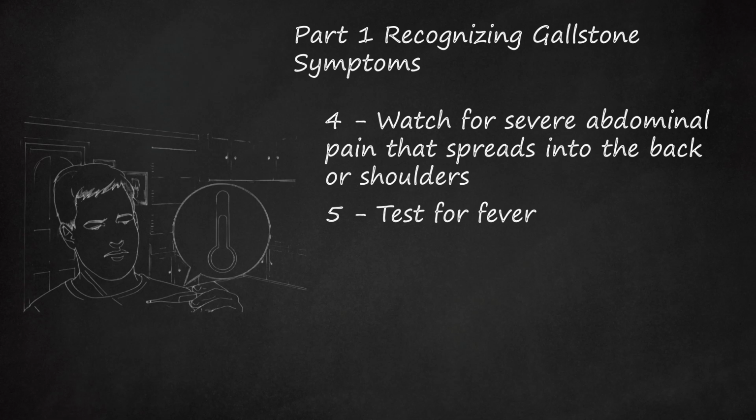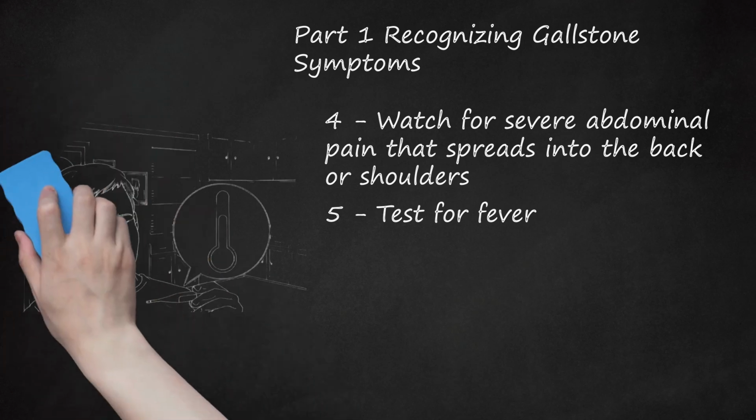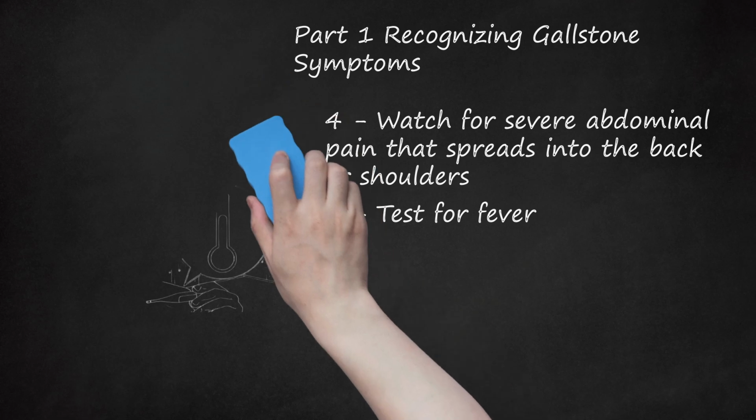Infection develops in about 20% of patients, with a higher rate for diabetes patients. Infection can lead to gangrene and perforation of the gallbladder. Jaundice can also accompany fever. Jaundice can present with yellowing of the whites of the eyes, sclera, and skin.